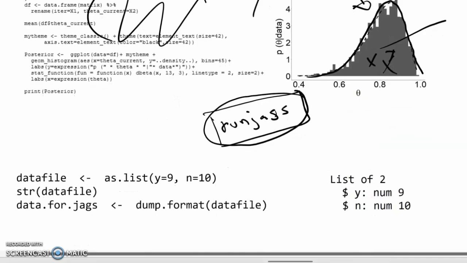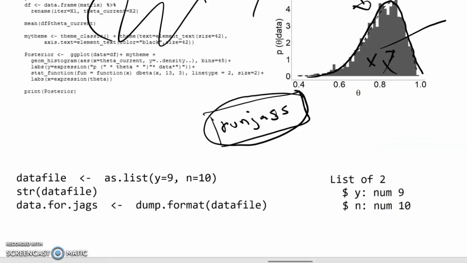So we're going to be dealing with the handedness experiment, which is about as simple an experiment as you can imagine. The data consists of 9 successes, 9 right-handed people out of n equals 10 that were sampled. And so we're going to take those data and we're going to make a list out of them using the as.list function. And we're going to name that list data file.